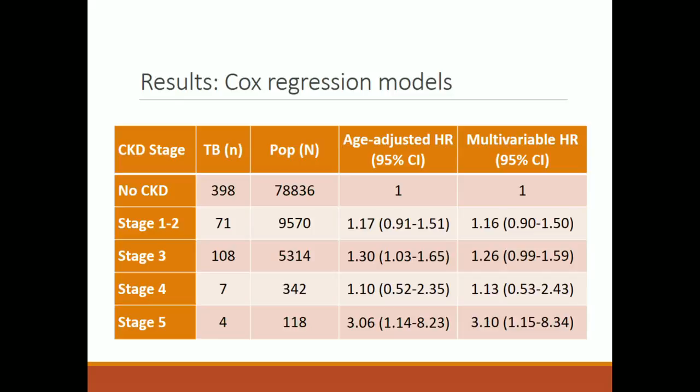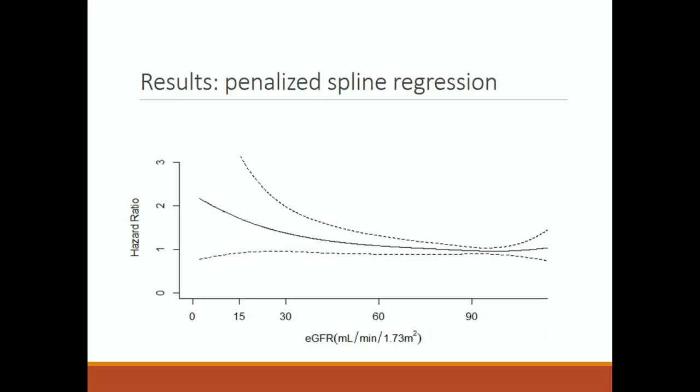The other way to look at the dose response is to look at the continuum. So we did a penalized regression. Here the x-axis is the estimated glomerular filtration rate, and the y-axis is the hazard of TB disease. You can see that these three shaded regions correspond to the different stages of CKD, and it seems that starting from stage 3 CKD, the risk of TB started to increase gradually, and then higher in stage 4 and then in stage 5.